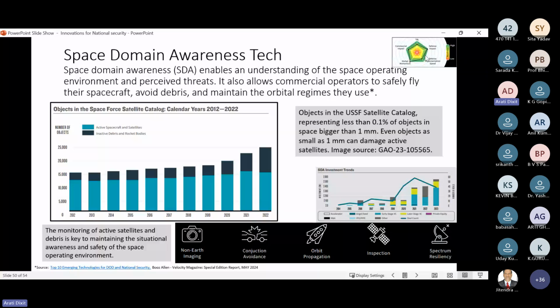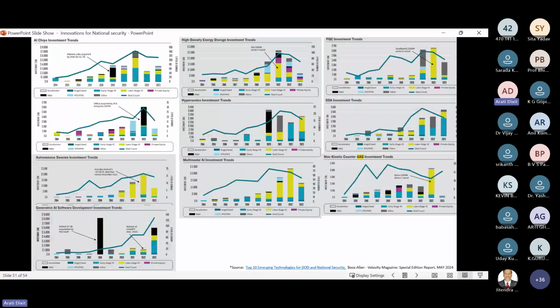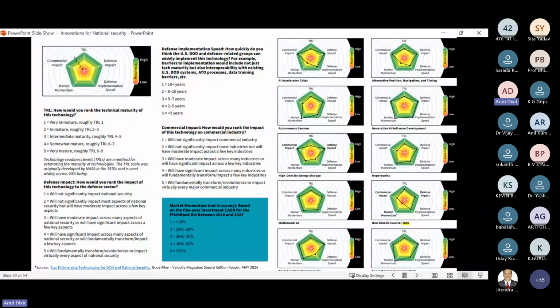So these are the cumulative representation of investment happening in the different areas we see here: quantum computing, investment in non-kinetic counter-UAS and so on, or hypersonics or high density energy. Pretty much we see investment increasing in all the technologies we see here. And these are the cumulative radar charts for all these technologies.